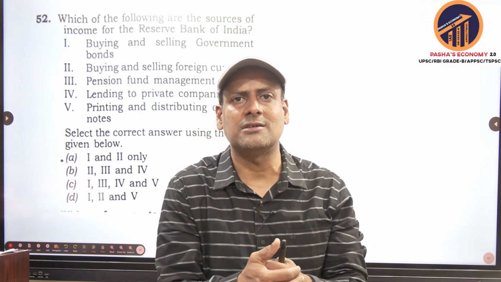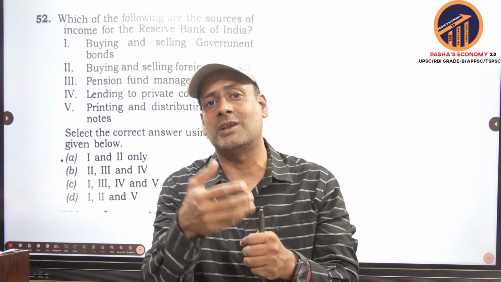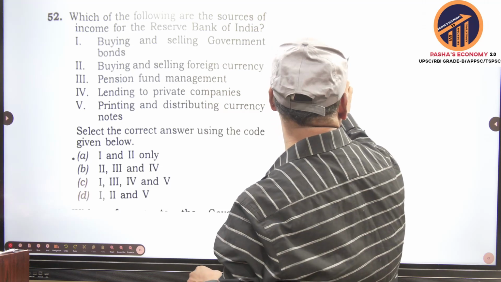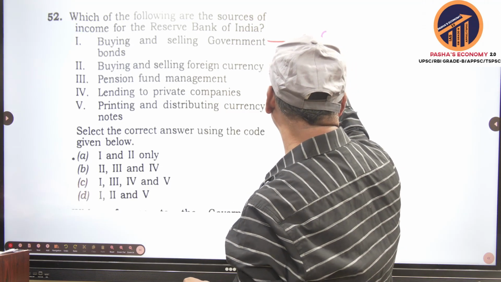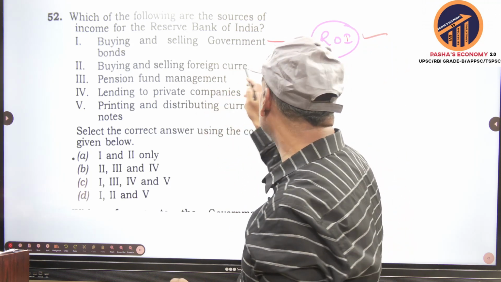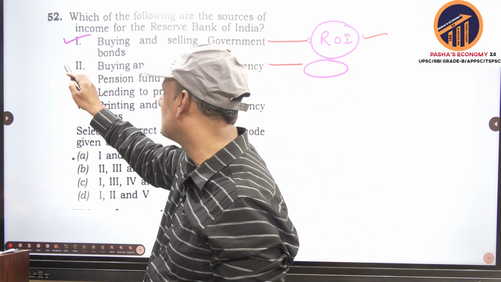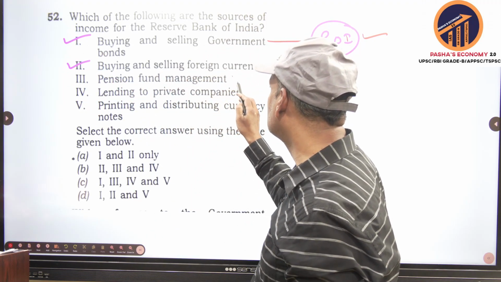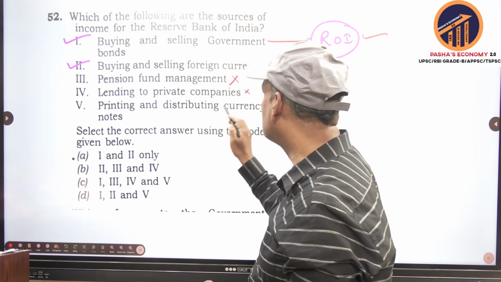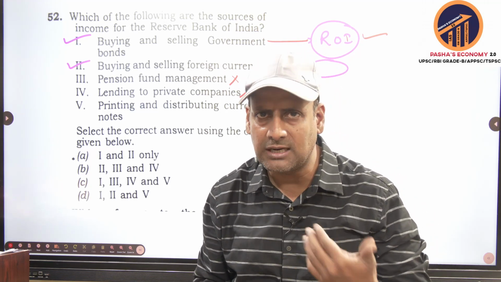Usually I discussed in class the number of sources through which the RBI gets revenue, internal sources as well as external sources. See, point one is buying and selling of government bonds. Definitely the RBI generates revenue in the form of rate of interest and service income. Buying and selling of foreign currency, definitely RBI is getting rate of interest. That is certain income the government is getting from these 2. Pension fund is managed by PFRDA, not by RBI. Lending to private companies is not by RBI, it is by commercial banks, because RBI is a credit regulator, banks are credit creators.